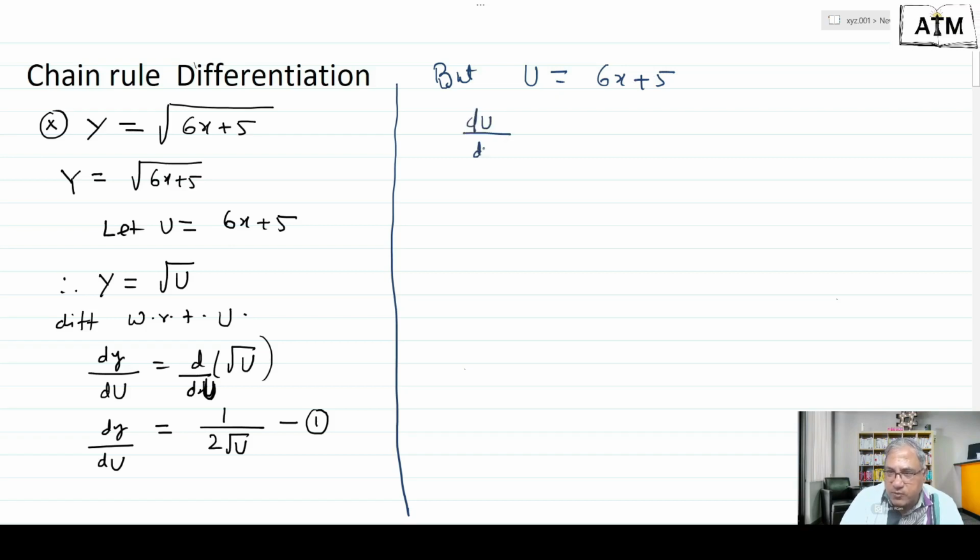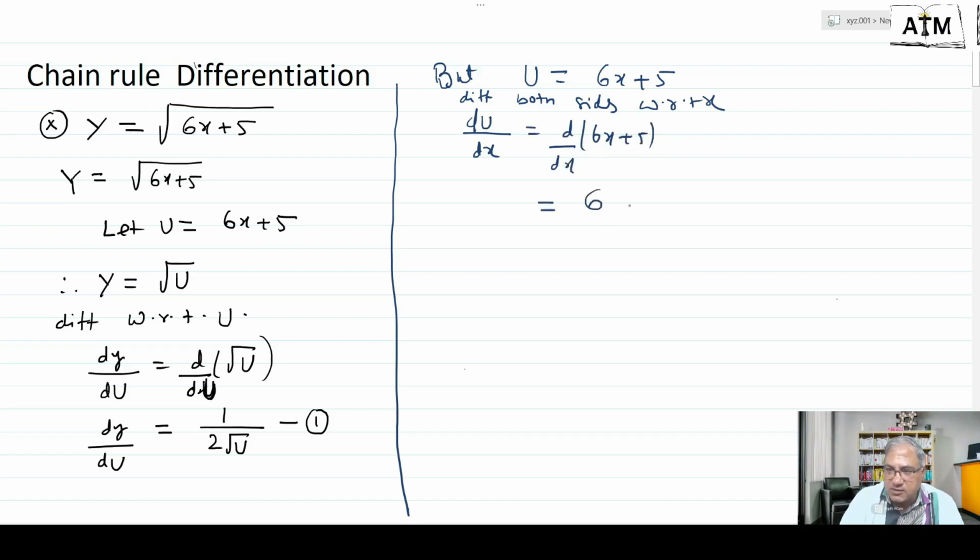After you write u here, what do you do? Differentiating both sides with respect to x. So du by dx equals the differentiation of 6x plus 5 with respect to x. Now the differentiation of 6x is 6 and the differentiation of 5 is 0. Therefore du by dx equals 6.